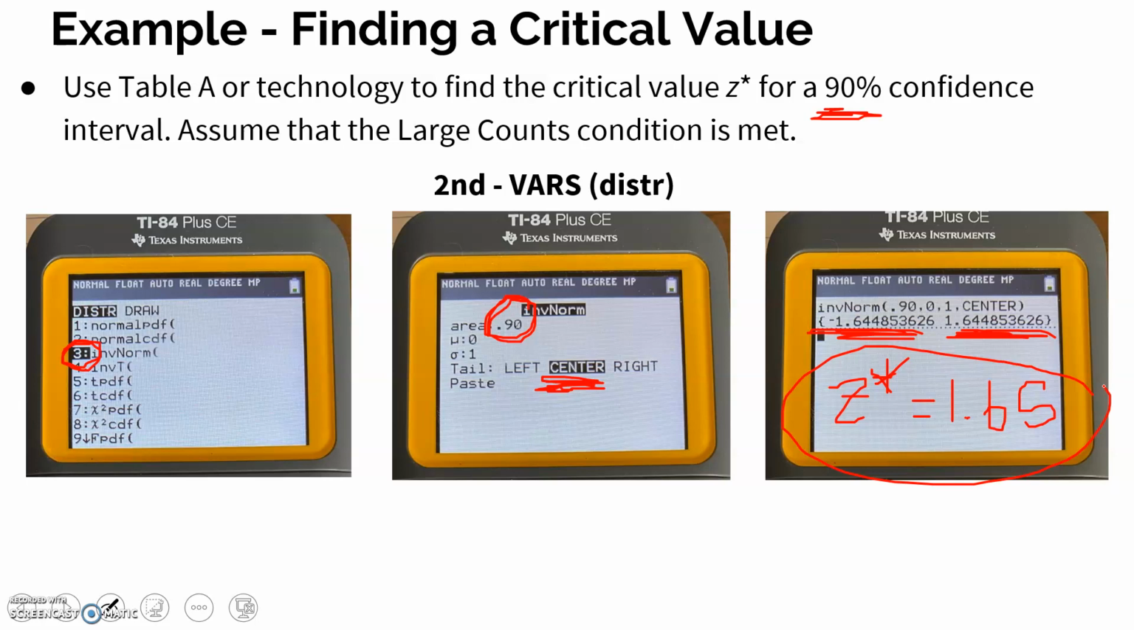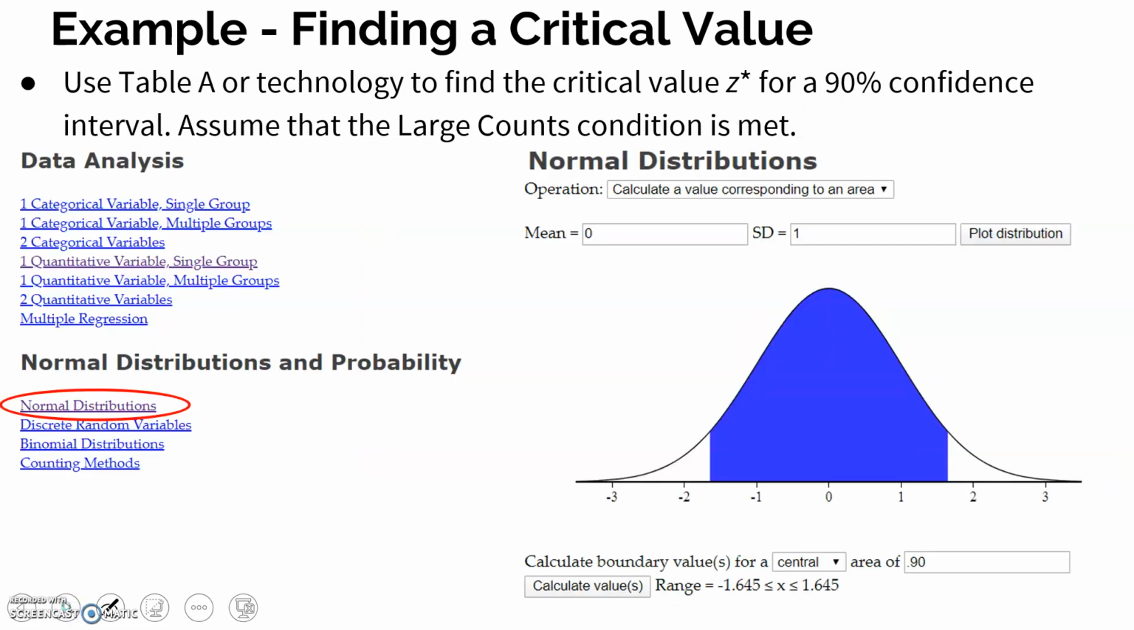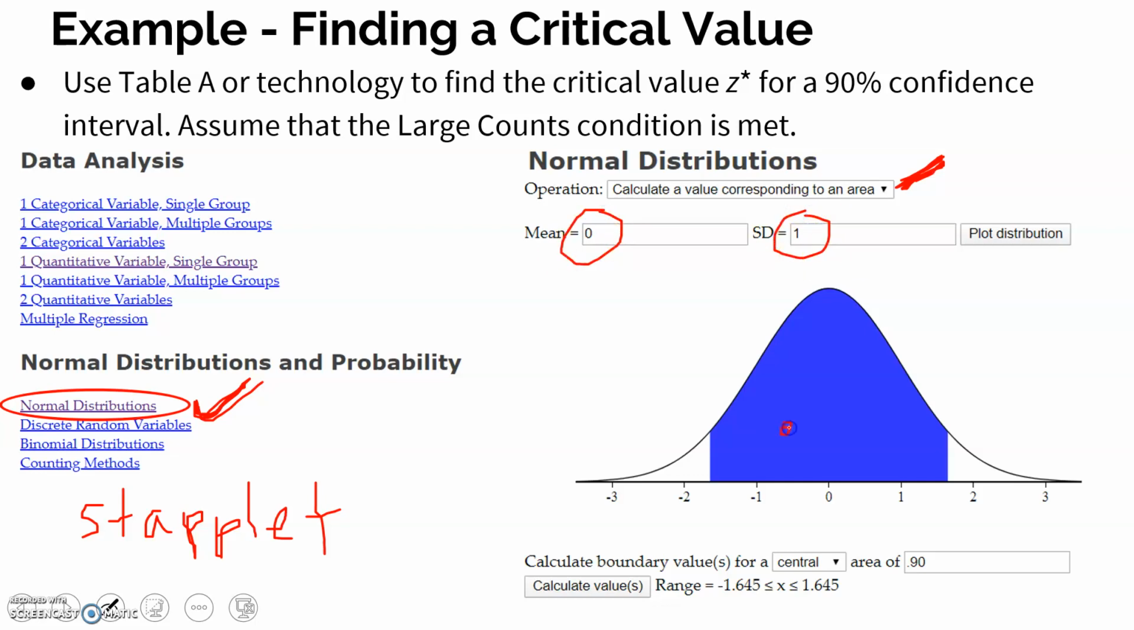Now let's say you don't have a TI. I totally understand. You are going to go to stapplet.com. There's 2 P's. Go to normal distributions and probability and look for normal distributions and click on that. You're going to change the operation to calculate a value corresponding to an area. Make sure your mean is 0, your SD is 1, and you want 90% in the central area of 0.90. You'll see the critical value right down here. 0.90 gives you a critical value. Again, we're going to round to 1.65.